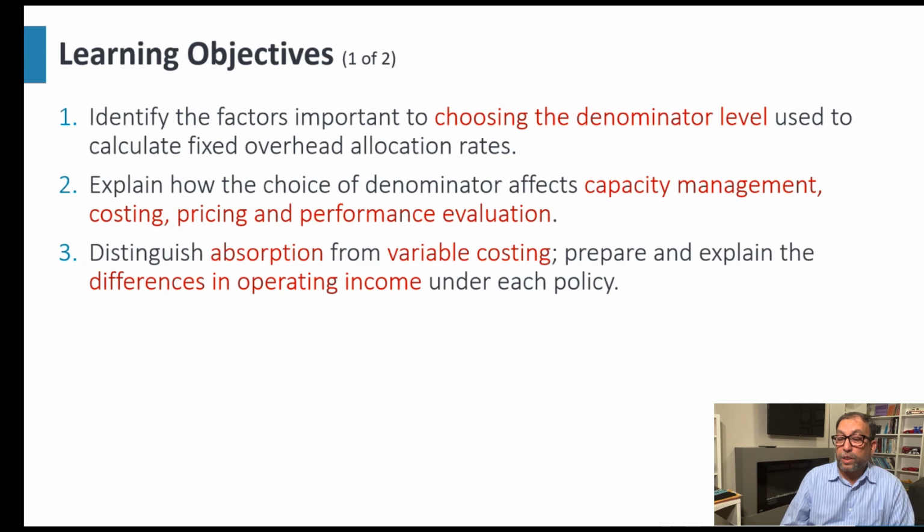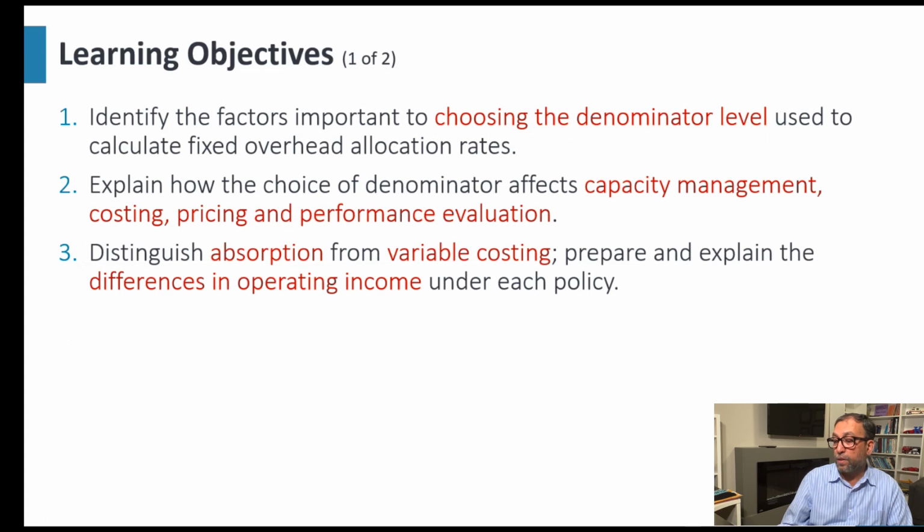So learning objectives. The learning outcomes from this topic are: identify the factors important to choosing the denominator level used to calculate the fixed overhead allocation rate. So the fixed overhead allocation rate is our target to discuss. Explain how the choice of denominator affects capacity management, costing and pricing, and performance evaluation.